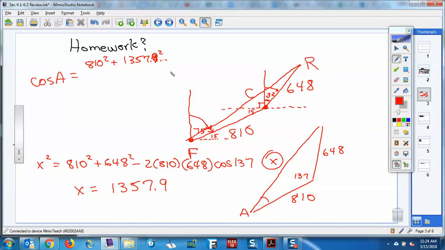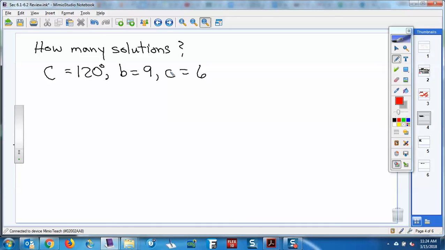All right, so let's do that. I got one right here. How many solutions? Zero, one, or two? Let's just find how many. Don't solve it, just how many. We'll do another one here in a minute where we solve it.